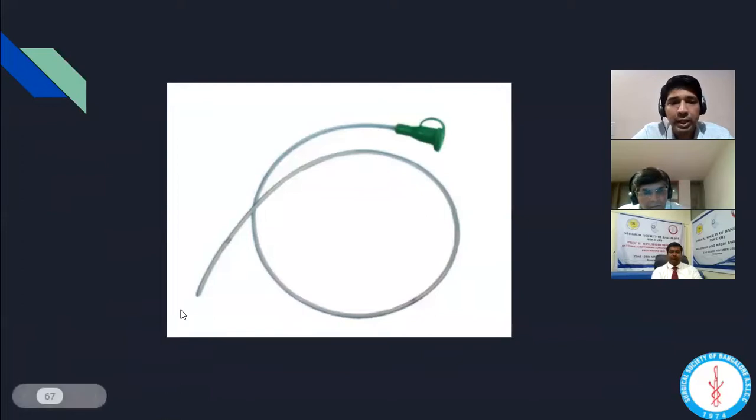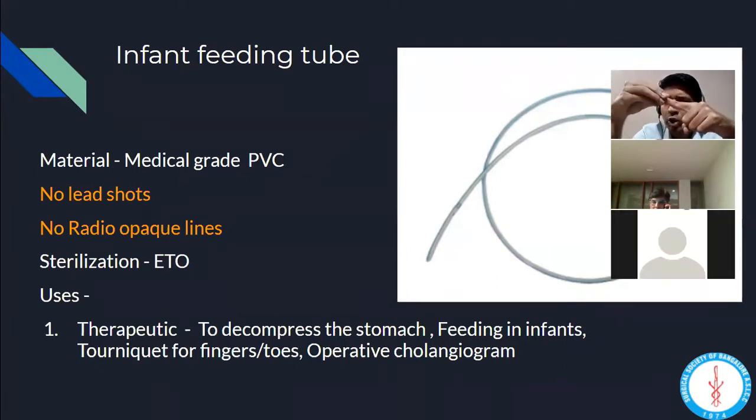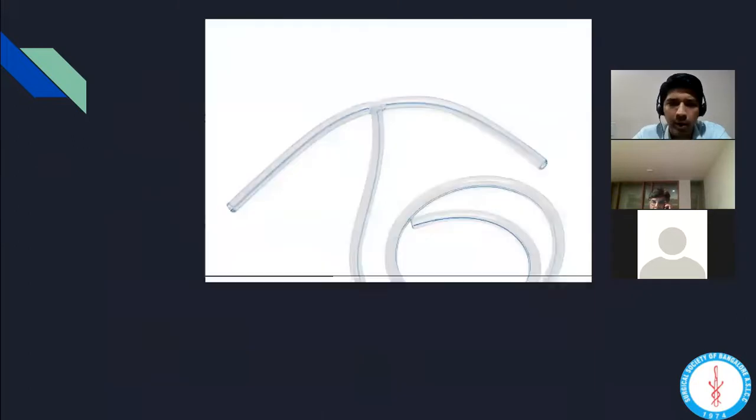This is an infant feeding tube. Now, the difference from the Ryle's tube is that it doesn't have lead shots. It doesn't have radio opaque lines. This is only used for feeding infants, or sometimes this can be used for introducing a dye and to do an intraoperative cholangiogram. And if you're doing some surgeries on the finger, like a wedge excision, and if you want some sort of hemostasis, you can tie it at the proximal end of the finger and it can act as a tourniquet for the short duration of surgery, whatever you're doing.